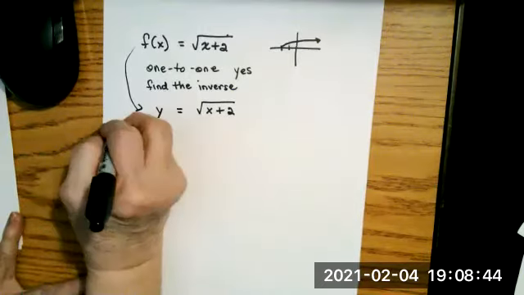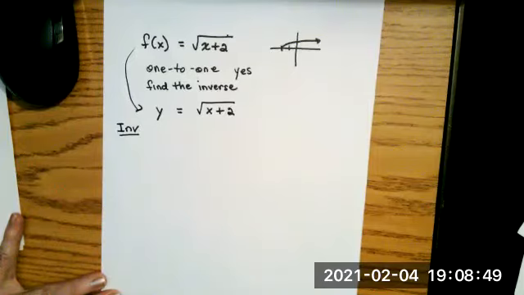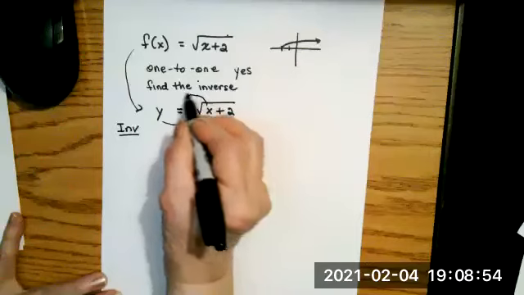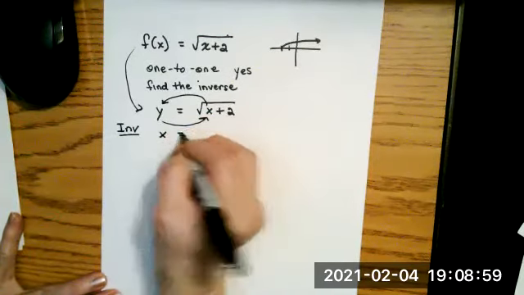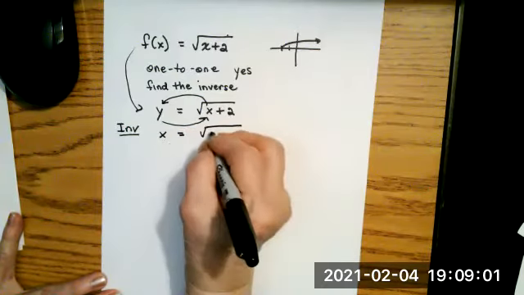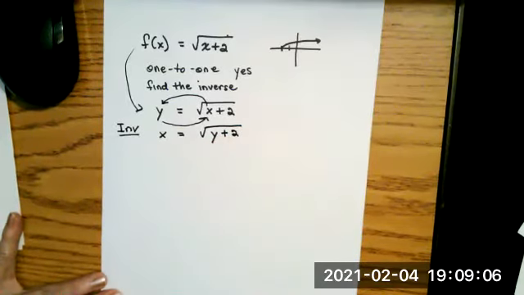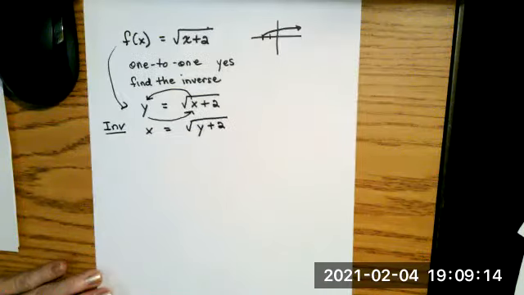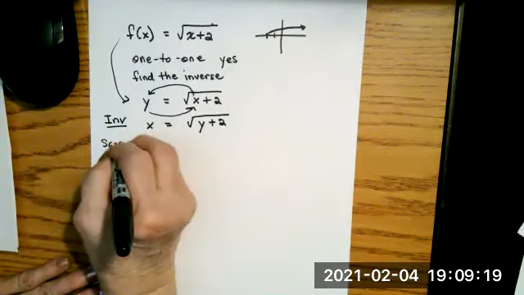Now I'm going to start my inverse step. My inverse step is where I swap the x and the y. Everything stays right where it is except the x and y. The x is going to come where the y is. The square root's going to stay where it is. The y is going to go in the place of x. And that +2 is going to stay inside that radical. Okay, now we'll use what we learned about how to solve square root equations, and we'll square both sides.